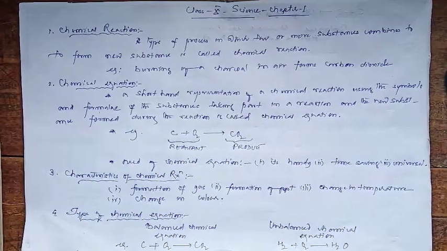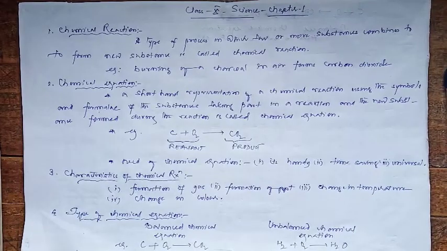Let's understand, giving an example: burning of charcoal in air forms carbon dioxide. We are all very familiar with the burning of charcoal. It's a chemical process because while burning, charcoal combines with air to form carbon dioxide. We started with the charcoal, we end up getting carbon dioxide. So here the new substance formed is carbon dioxide. We didn't start with carbon dioxide, we started with carbon and we got carbon dioxide. That's what we mean by new substance.